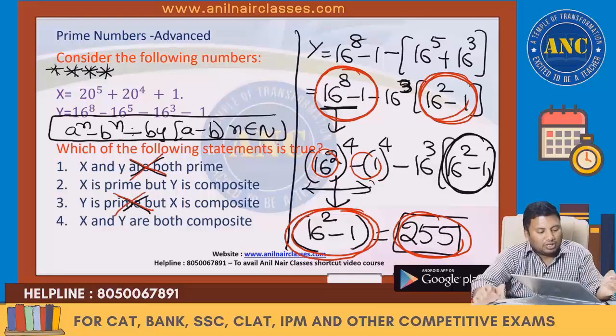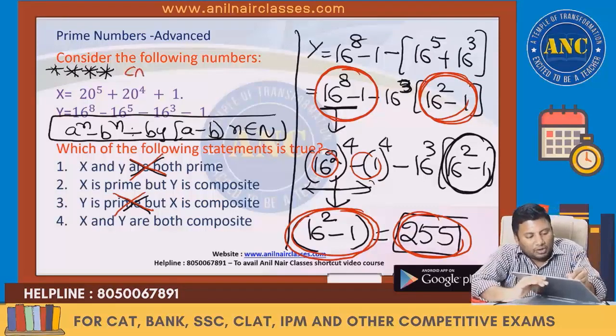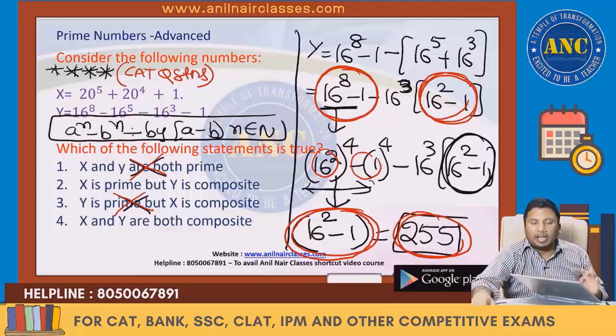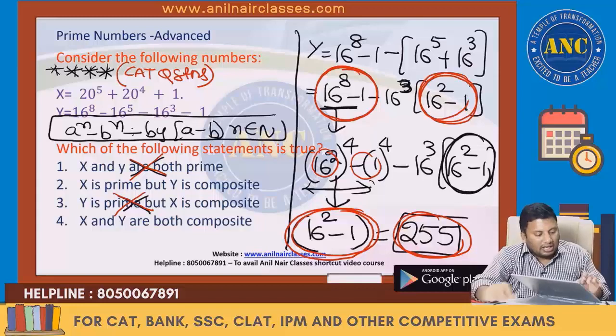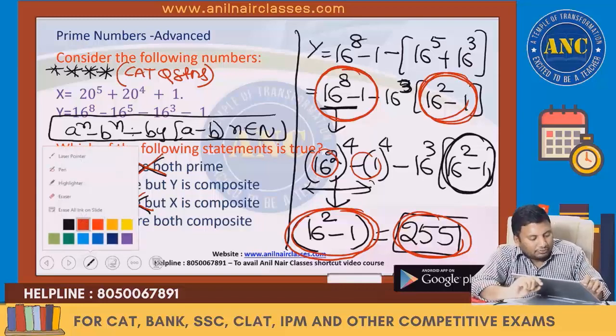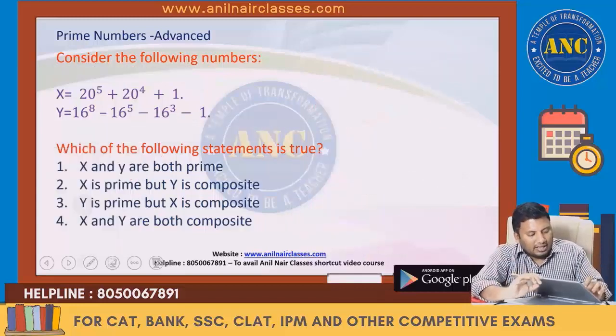Third option is out. We are stuck in 2 and 4. Highly repeated CAT questions, sir. These models are highly repeated in CAT questions. I hope first is out and third is out. Now the first one. Idea is clear, right? First one.